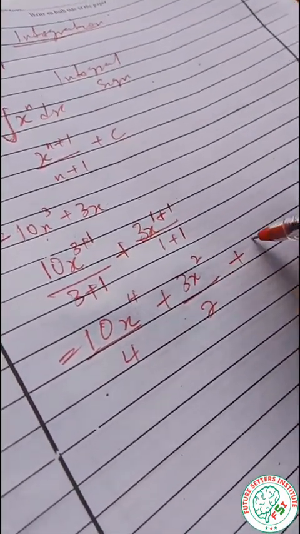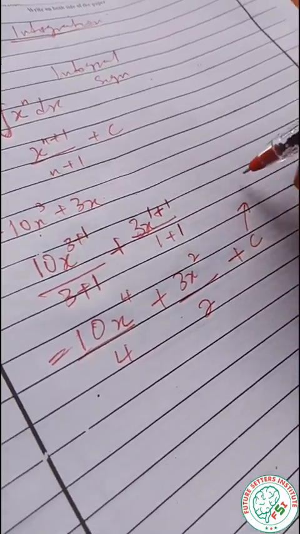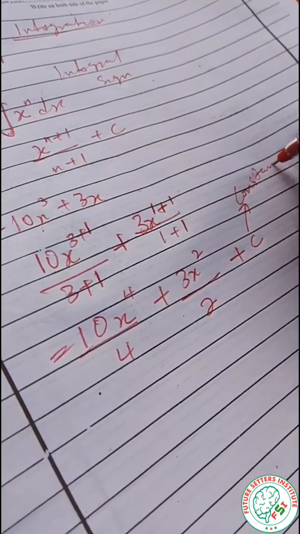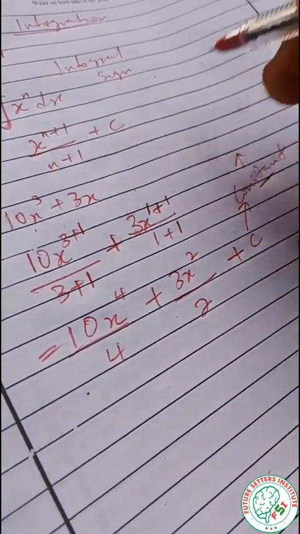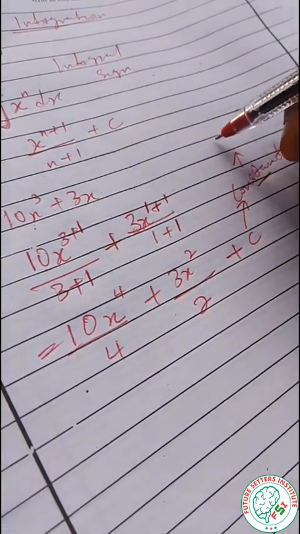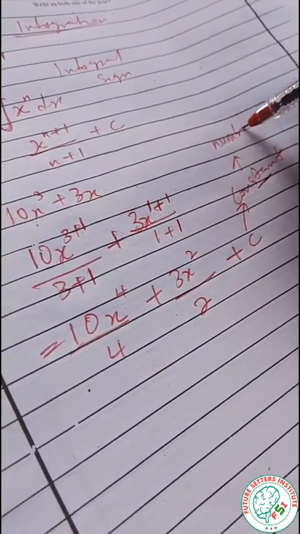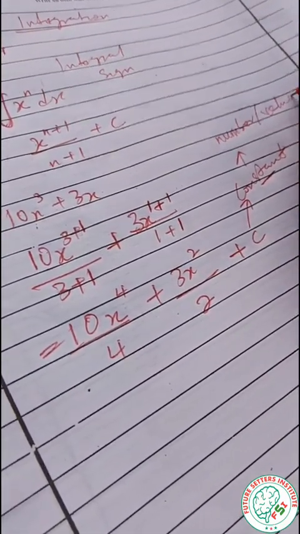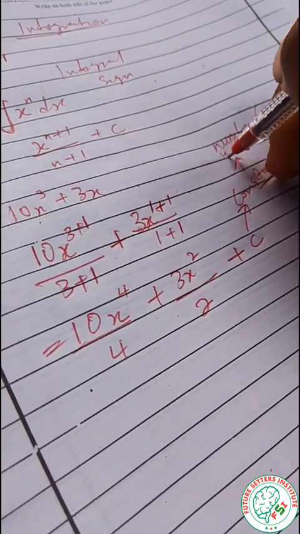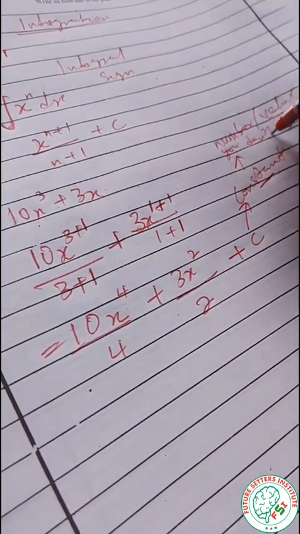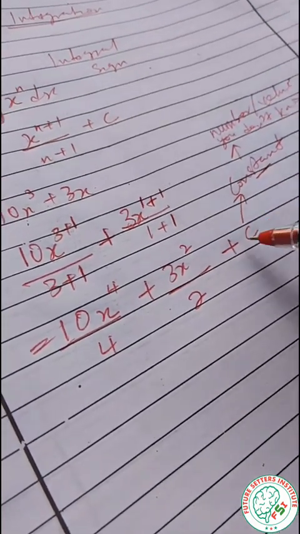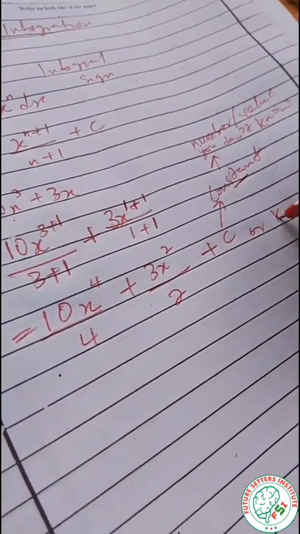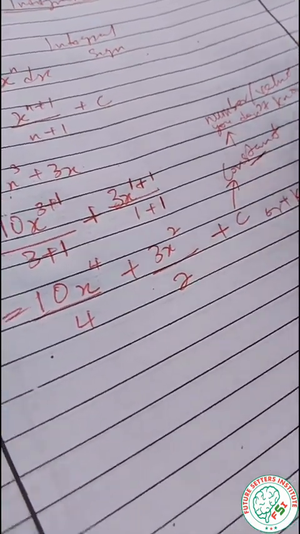Then every time you must add c. This c you are seeing here is known as a constant, and this constant tells you that there is actually a number, a value which you don't know. So a number or value that you don't know can be c. You can either use plus c or plus k.